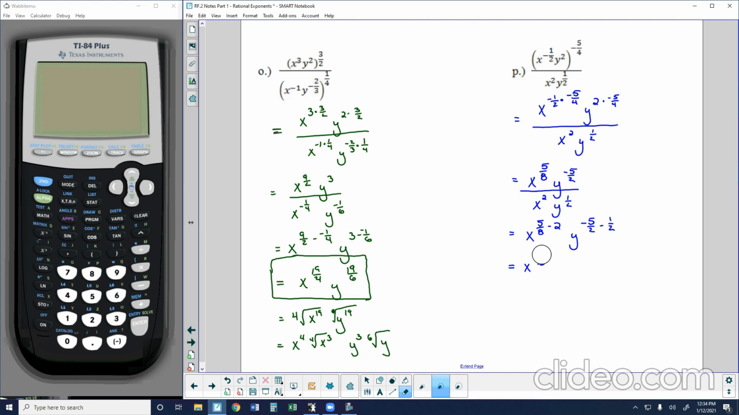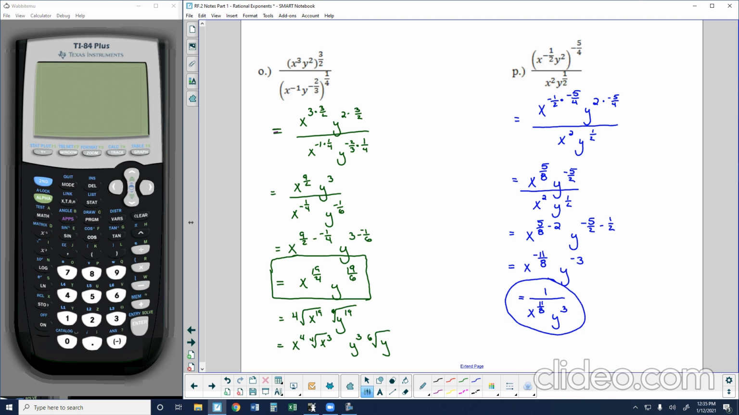Sorry, I had the wrong base there. That should be negative 11 over 8. So negative 11 over 8 power. And then I would have y to the negative 5 halves minus 1 half. So negative 5 halves minus 1 half would be negative 6 halves, which is negative 3. Now, when I generally list things in rational exponential form, I need to get rid of the negatives. So remember, the negative means the reciprocal. So I would have 1 over x and 1 over y. So in this case, 1 over x to the 11 over 8 power, y to the 3rd power. And this would be our final result here.